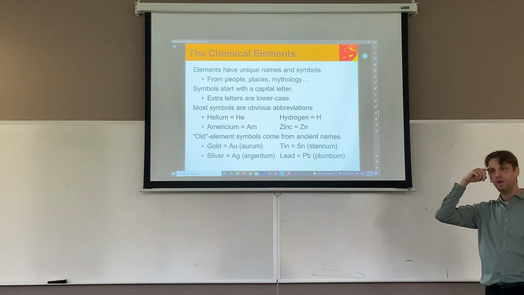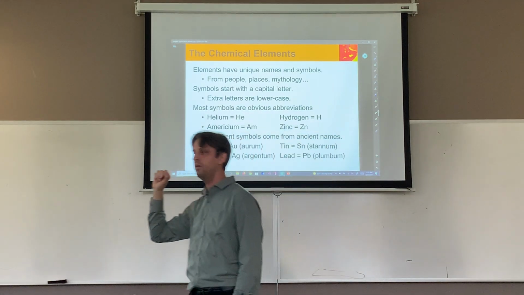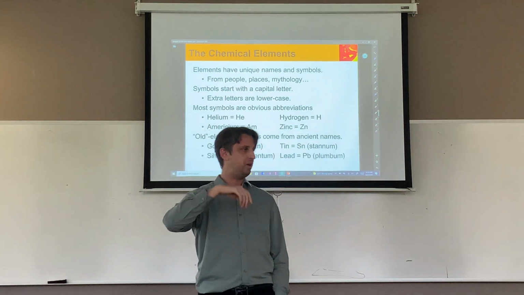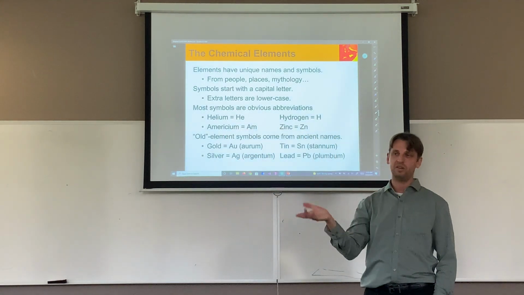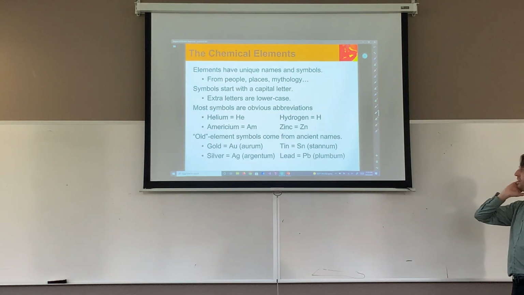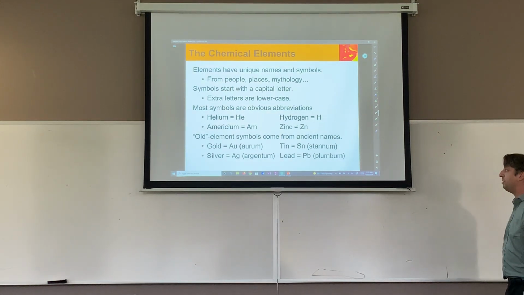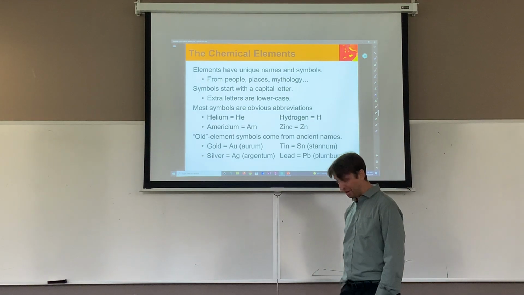Everything begins with a capital letter, and this is important. There's some elements that have just one letter as their abbreviation, and some that have two. There used to be some that have three, but we renamed those. So capital letter always first, lowercase letter second. Most of the abbreviations are fairly obvious: helium, americium, hydrogen, zinc, all these kinds of things. There are some ancient names in there, like gold and silver, lead, tin, tungsten.